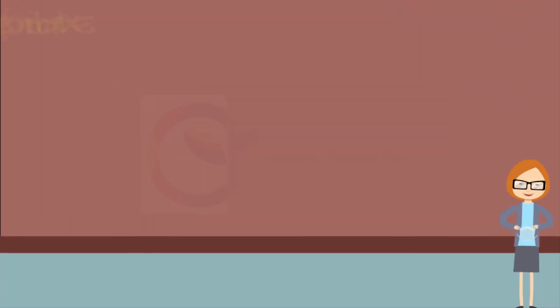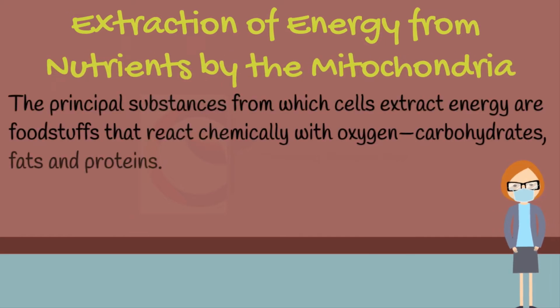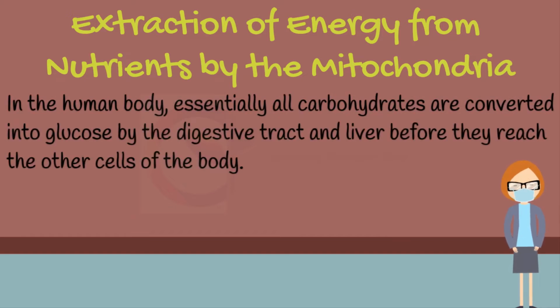Today, first we will learn how mitochondria extract energy from the nutrients. The principal substances from which cells extract energy are foodstuffs that react chemically with oxygen, that are carbohydrates, fats, and proteins. In the human body, essentially all carbohydrates are converted into glucose by the digestive tract and liver before they reach the other cells of the body.